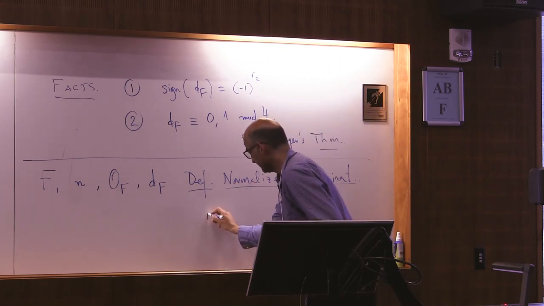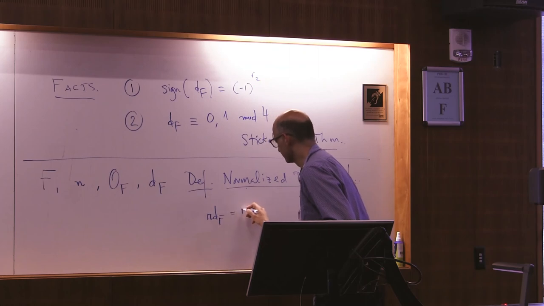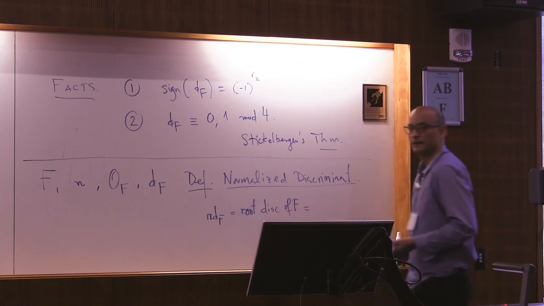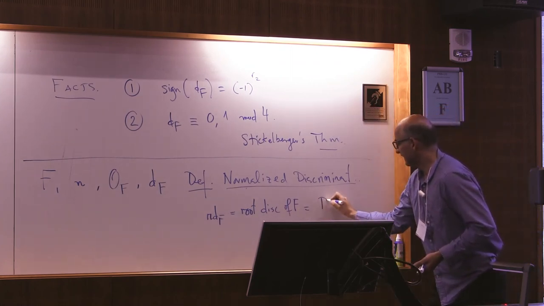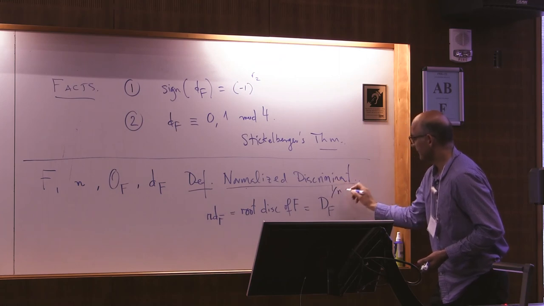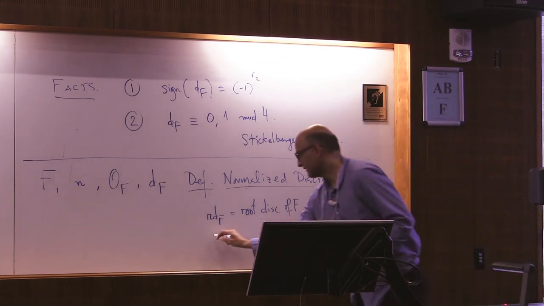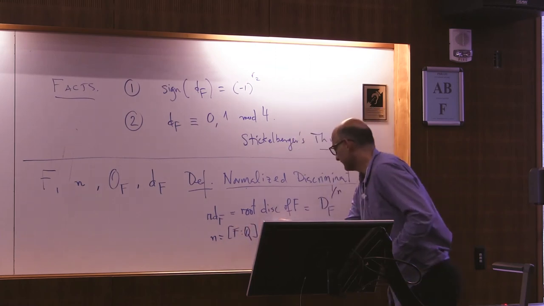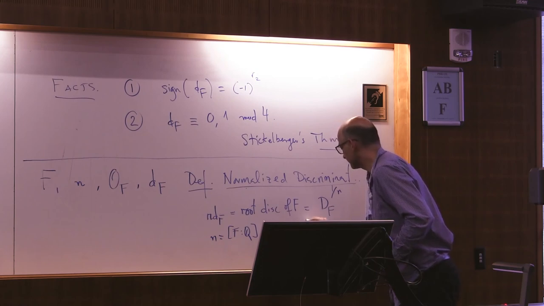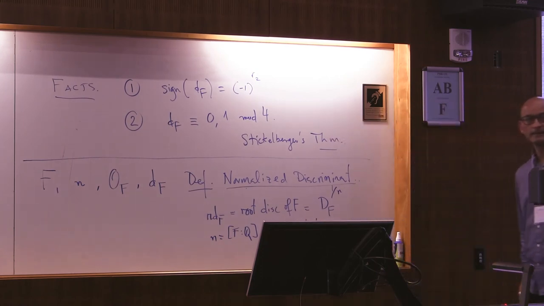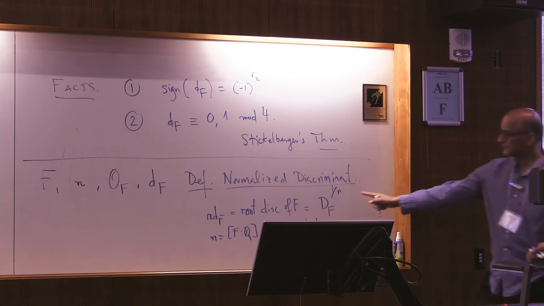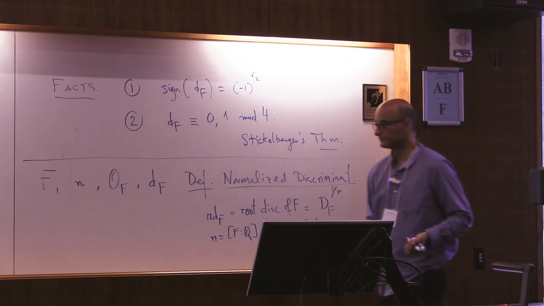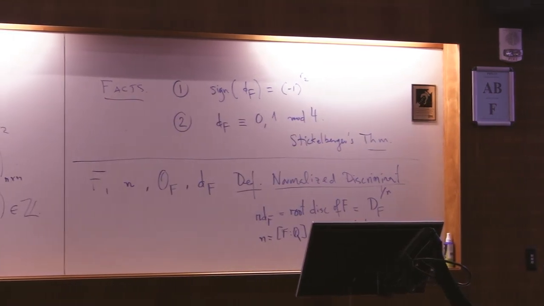Where I'm going to say the root discriminant of F is equal to D_F, capital D_F, to the 1 over n, where n, of course, is the degree, the dimension of F as a vector space over Q, and capital D_F, just for convenience, is the absolute value of d_F. So you take the nth root, that's why it's called the root discriminant, the nth root of the discriminant. And that's some kind of normalization.